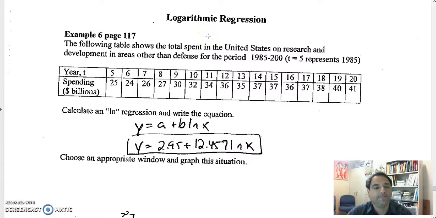Same sort of idea. So in this example, the following table shows the total spent in the U.S. on research and development in areas other than defense. So our input is year, 5 to 20, and our spending is anywhere from 25 all the way to 41. And so we're going to do logarithmic. Just like the other ones, we're going to put the data in the calculator, show the data, get the line that goes through the data, and answer some questions.